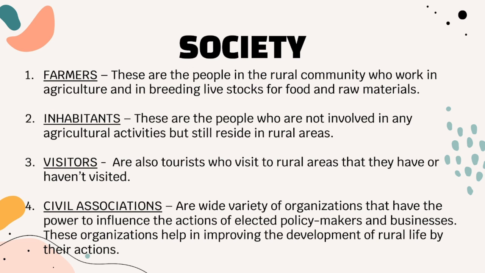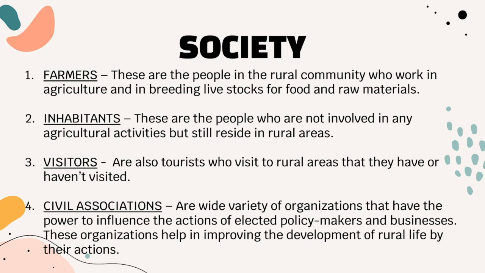The first one is the farmers, and these are the people in the rural community who work in agriculture and in breeding livestock for food and raw materials. So farmers are those who work in the fields, tending crops and sheltering their livestock. They are solely responsible for the production of natural resources, such as wheat, vegetables, meat, and etc.